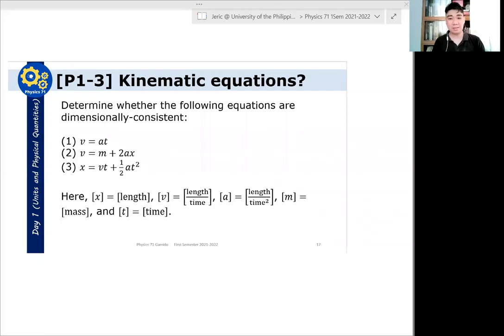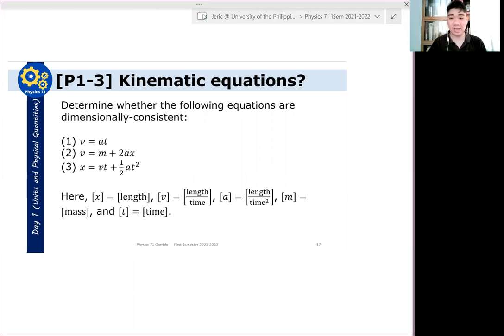Okay, let's have, for example, another problem here. Determine whether the following equations are dimensionally consistent. For example, number 1, we have v equals at, then 2, v equals m plus 2ax, and 3, we have x equals vt plus 1/2 at squared, where x here has dimensions of length, v has dimensions of length over time, a has dimensions length over time squared, m has dimensions of mass, and t has dimensions of time.